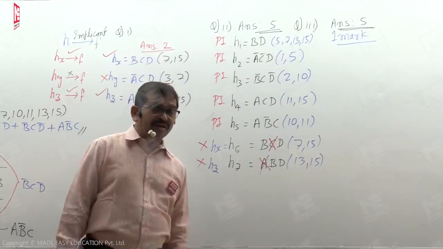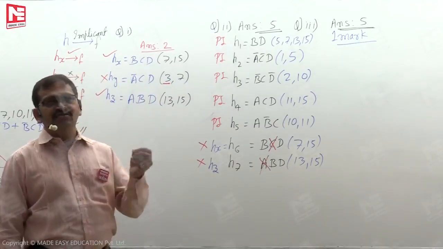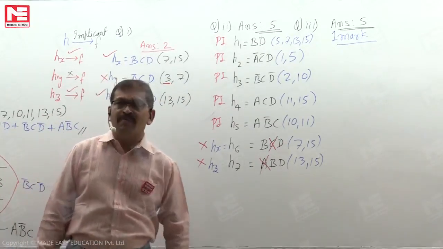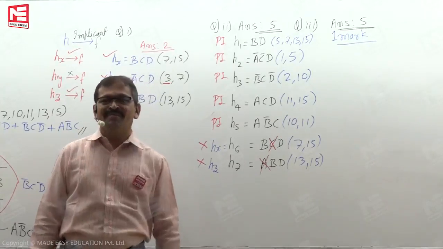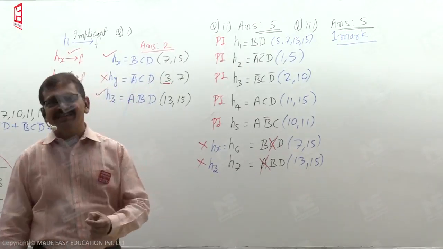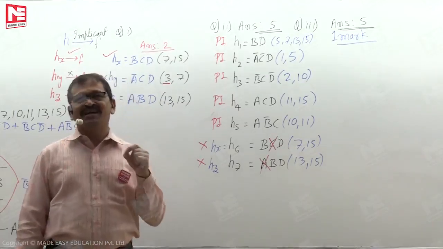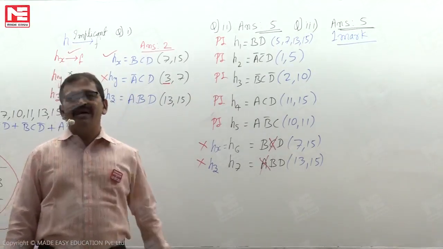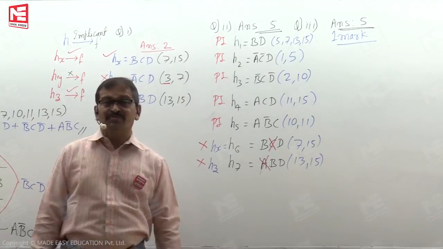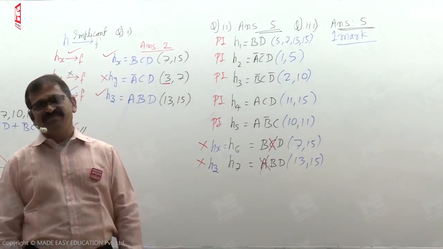So what I mentioned: the number of prime implicants of a given function is equal to the number of all possible larger size subcubes in the K-map. Whenever you say larger size, you should not forget the condition: when you are marking a 2-cell subcube, it should not be a part of any larger size subcube. That condition we should not forget.